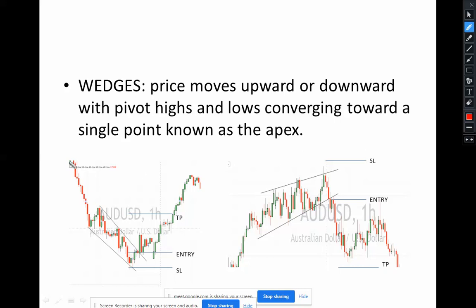See, the market is moving down very strongly and starts in a range. This is what we call falling wedge. Falling wedge. Okay, so price moves upward or downward with pivot highs and lows converging toward a single point known as apex. So we see that the market is moving down and these two trend lines are converging to each other.